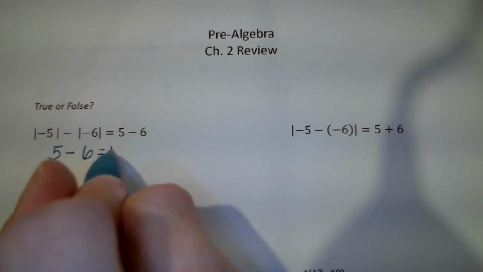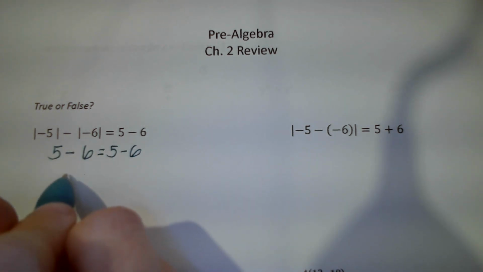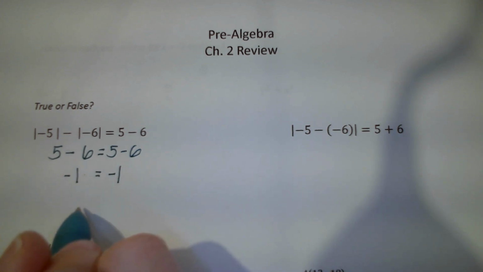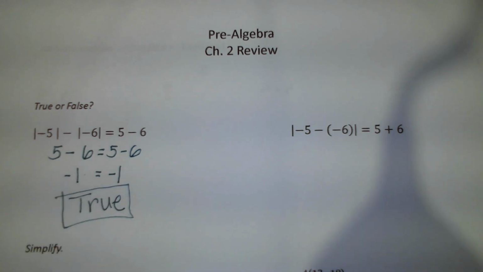So bring down the equal sign in the other side of the equation. Then we finish simplifying. We get -1 equals -1. So this is a true statement.